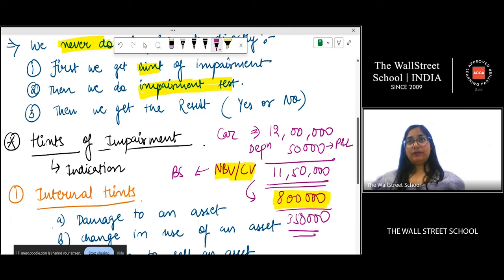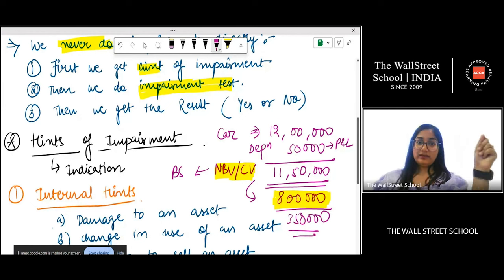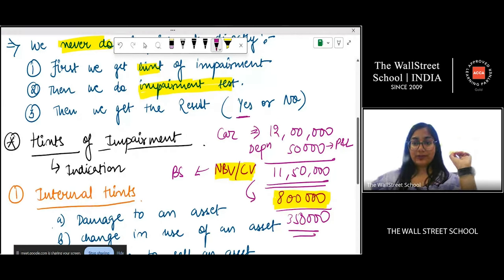So now the value has fallen down. That is why it is clear that we have got the results that impairment has happened. There's also a possibility that the amount remains the same only. Then in that case, no impairment has happened.